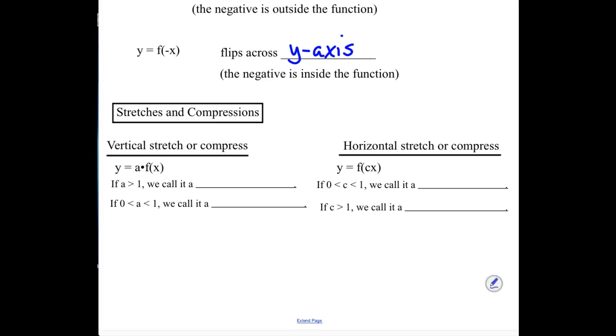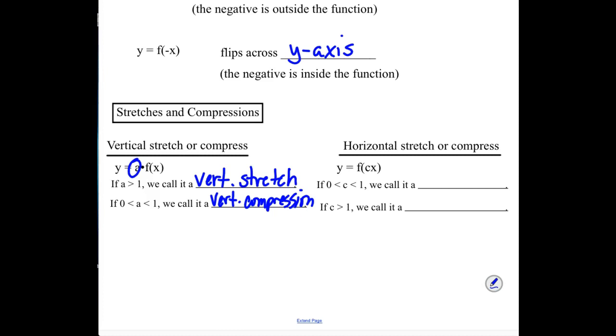Okay, so we are looking at the a value, that number that's in front of whatever our parent function is. If a is bigger than 1, we would say we have a vertical stretch. Okay, means my y values are going to get bigger. I'm not changing the x coordinate, I'm just stretching the y coordinates and making them bigger. If our number is between 0 and 1, we are going to flatten out our graph. We're going to compress it vertically. And it is important that you write the word vertical in there, because we do have horizontal stretches and compressions. You need to make the distinction.